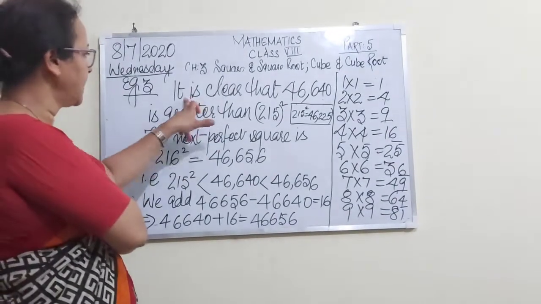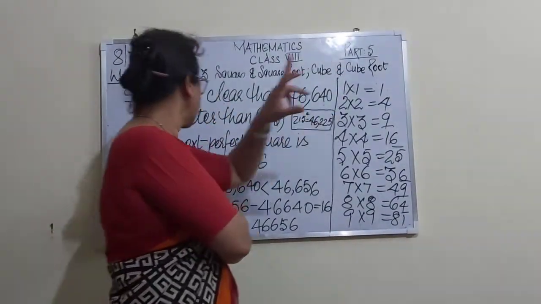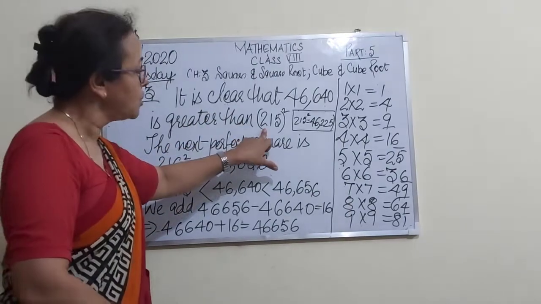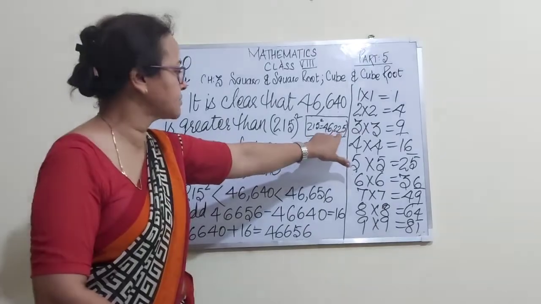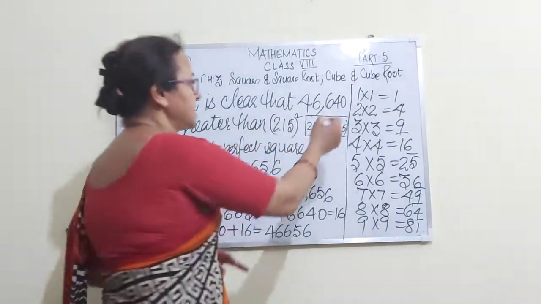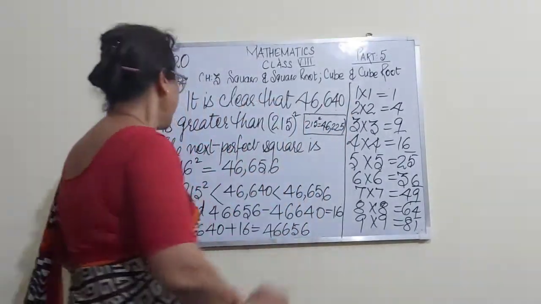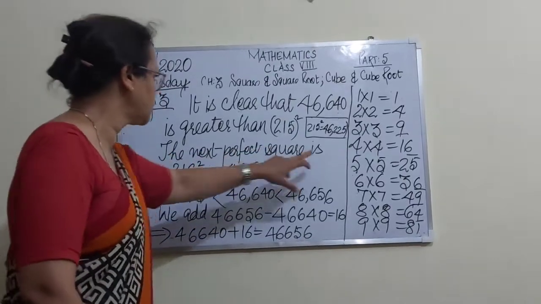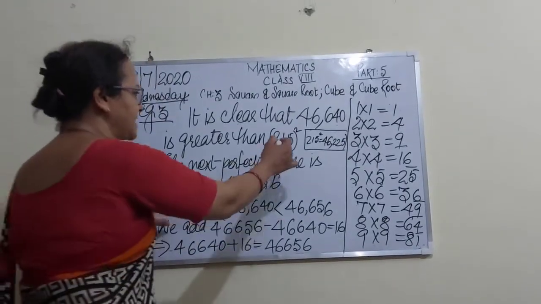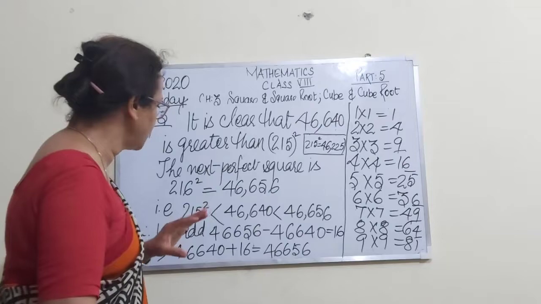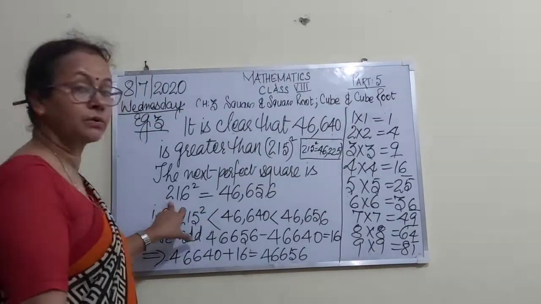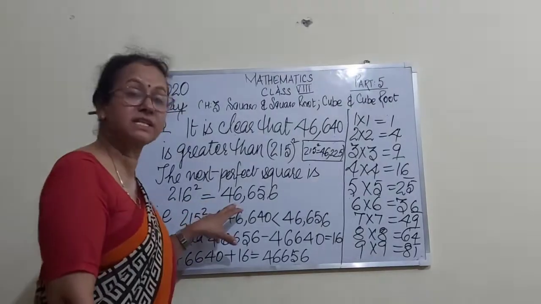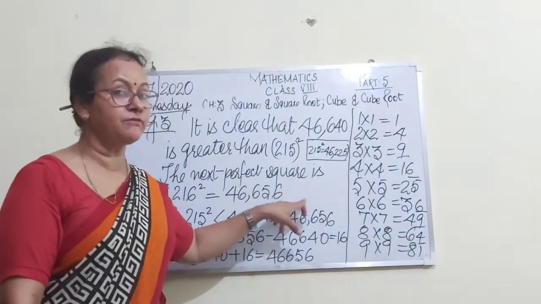It is clear that 46,640 is greater than 215 square. 215 square is 46,225, so this number is greater than this number. The next perfect square is 216 square. What is the next number after 215? That is 216 square. If we square 216, what will we get? 46,656. That's right.